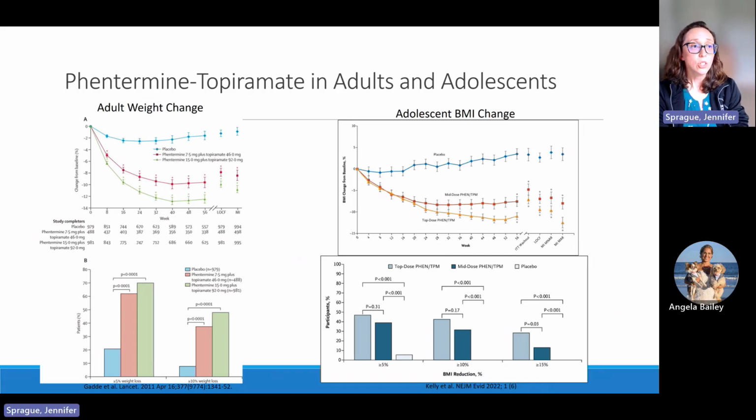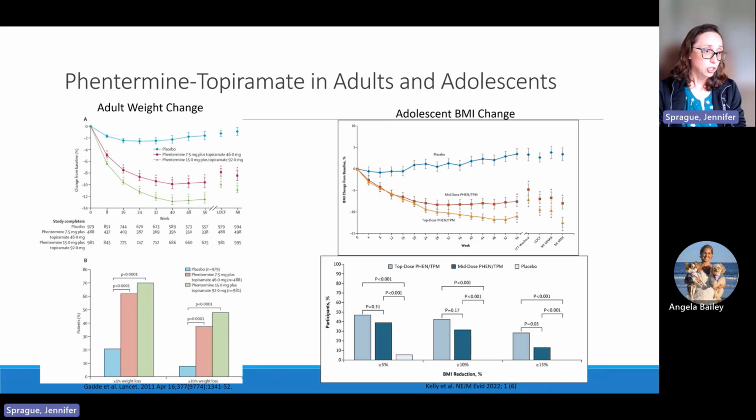Okay, so phentermine topiramate is our next medication. This is marketed as Qsymia. This was tried first in adults and more recently in adolescents. It got adolescent approval last year. So in adults, you can see the red is a mid dose and the green is the top dose of the medication compared to the placebo.